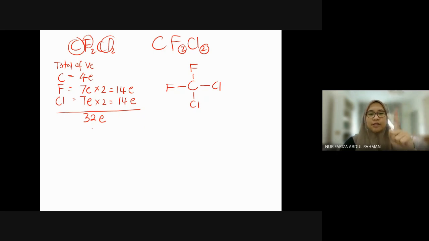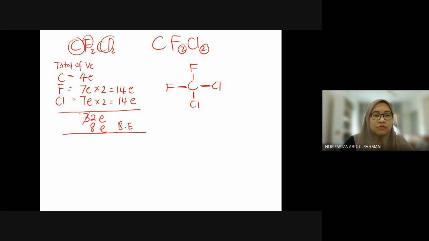Okay, next step. First we have to minus with the bond, because the bonds must form first. So 32 electrons is the total. Next we minus the bonding electrons, the bonding pairs. How many bonding pairs do we have here? We have 1, 2, 3, 4 bonds, which is equivalent to 8 electrons. So minus 8 electrons there. This is for the bonding electrons.